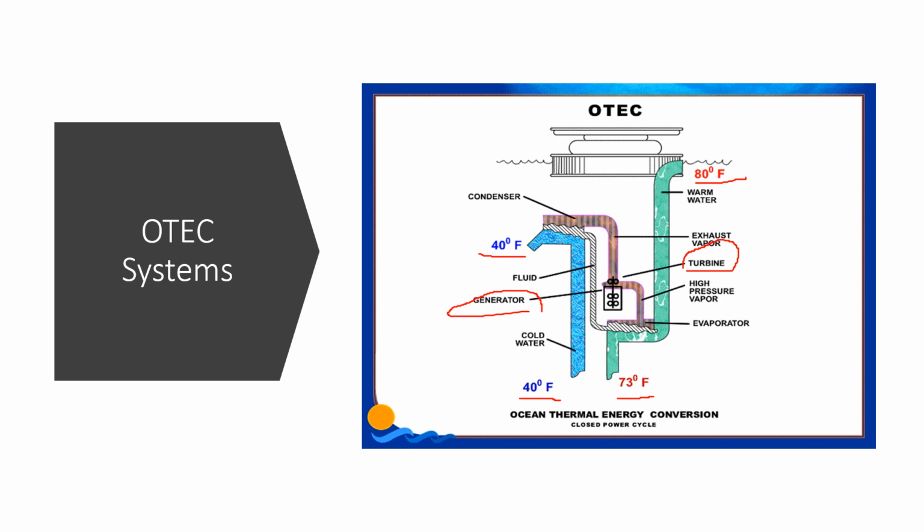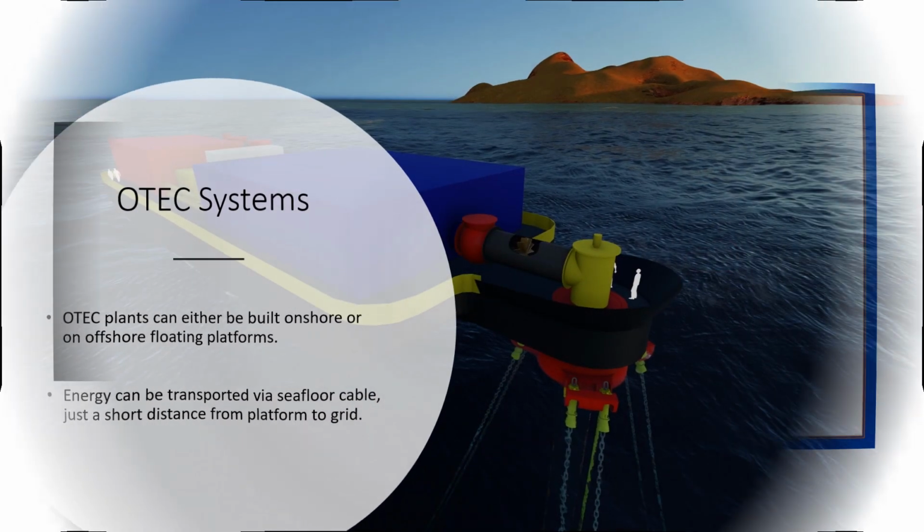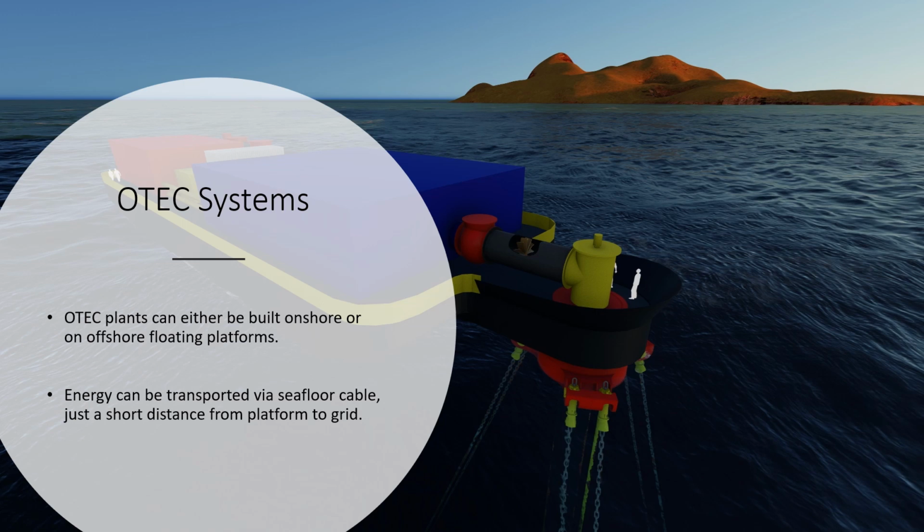And this is another configuration of your OTEC system. So we can build an OTEC plant onshore, and you can also build offshore. Offshore has to be floating platforms. The energy we're going to transport using cable. As you know, electricity runs on cable, so you need cable to transport the energy we created using the OTEC systems.